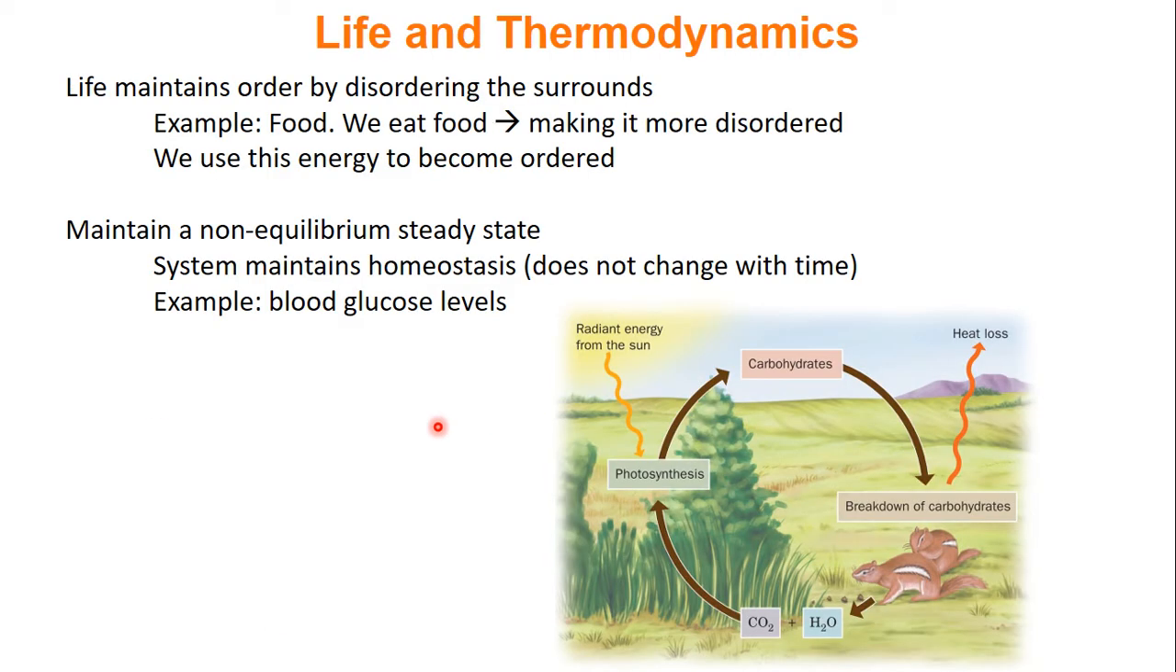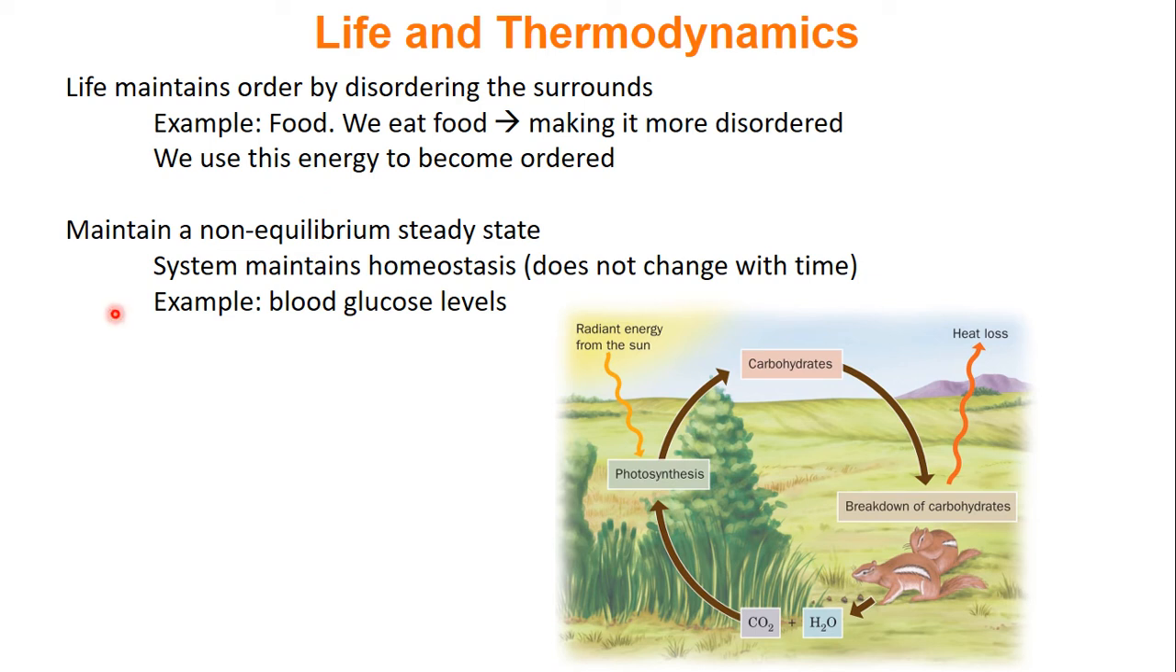Now, since this is biochemistry, we need to talk about thermodynamics in terms of life. And like I said in earlier videos, life is constantly fighting against disorder. And we are ordered systems. And the way we do that is that we make our surroundings disordered. The easiest way we do that is food. We take food, we eat it, therefore making that food disordered. By taking the ordered food and making it disordered, we can use that energy to make our own bodies ordered.